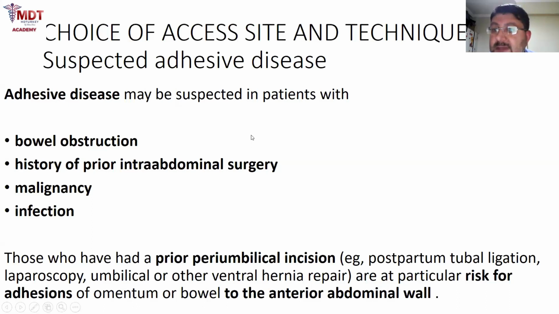Who will we suspect of adhesive disease? If the patient had a bowel obstruction before, or any prior intra-abdominal surgery, or if the patient has a malignancy, or if the patient had an abdominal infection before, the suspected adhesive disease risk increases. Also, those who have had a periumbilical incision are at risk for adhesions of the omentum or the bowel to the anterior abdominal wall.